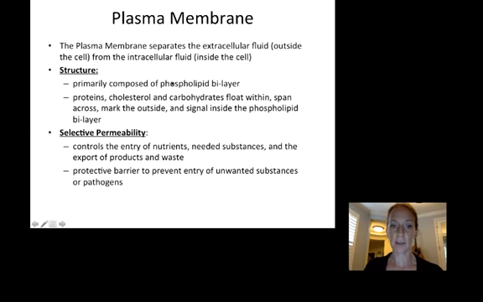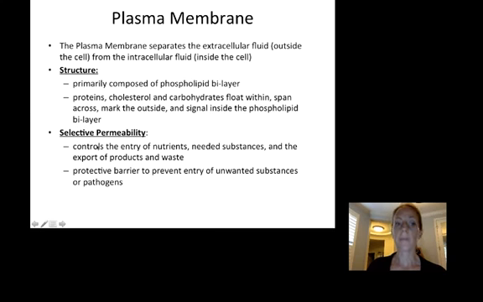Inside the phospholipid bilayer, there are floating proteins, cholesterol, and carbohydrates. Many different types of proteins, few different types of carbohydrates, and then cholesterol. They can span across the membrane in the case of proteins. They can mark the outside of the membrane in the case of carbohydrates and other proteins, or they can signal inside the phospholipid bilayer.